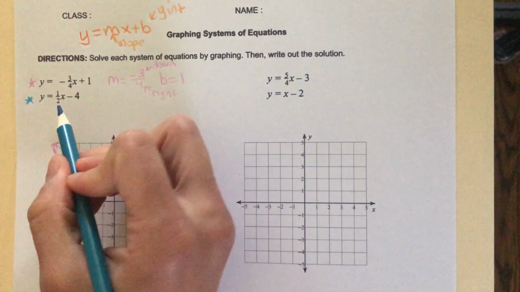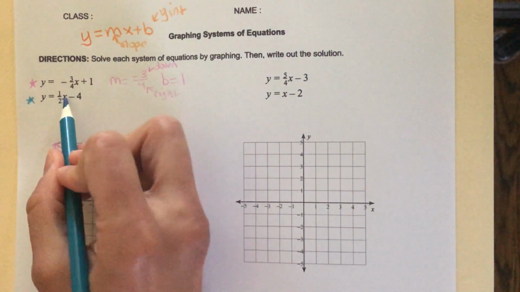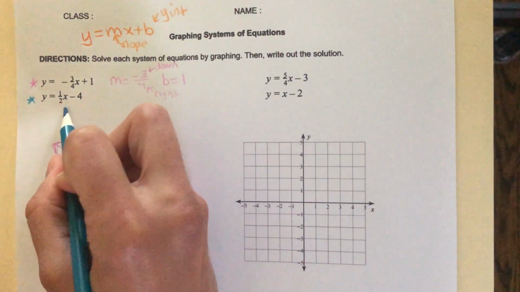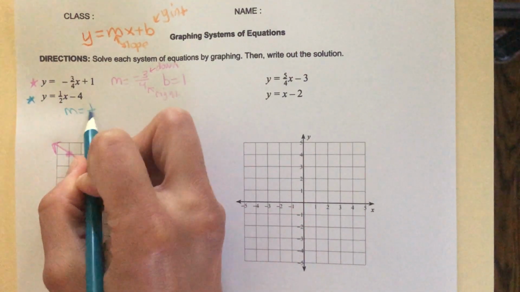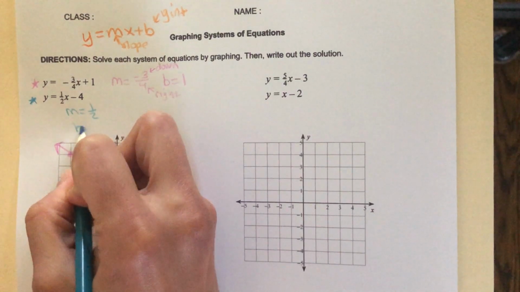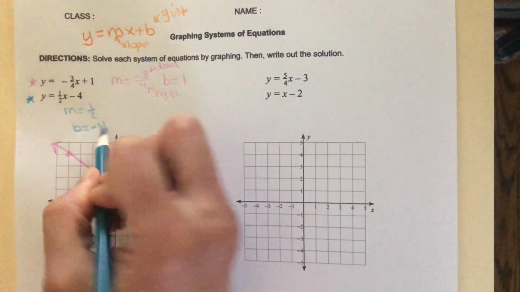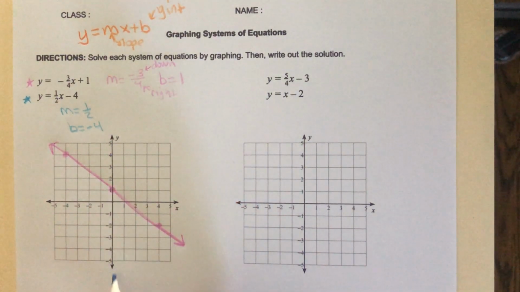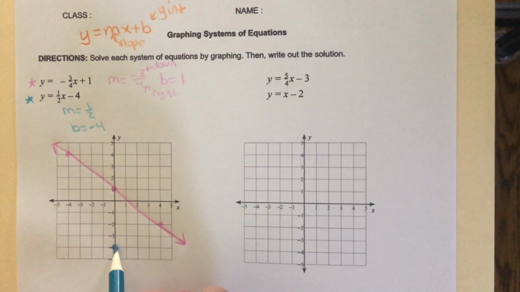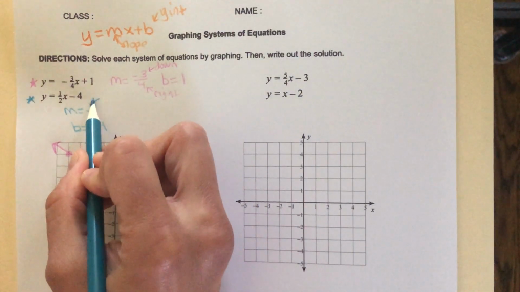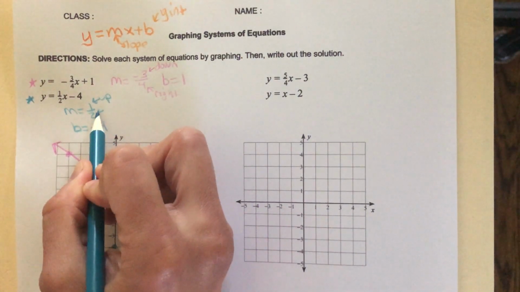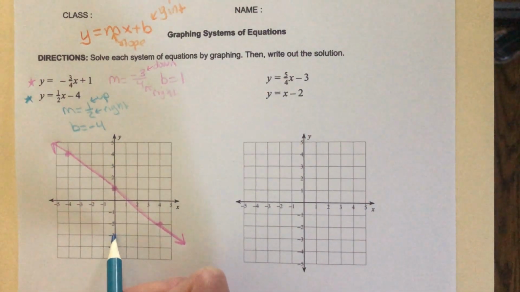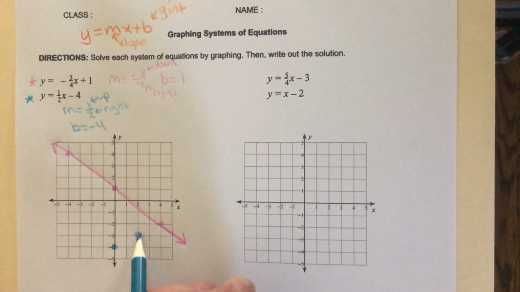Our second equation says y is equal to 1/2 x minus 4. Again, I know this is in slope-intercept form because I can tell my slope is equal to 1/2 since that's next to x, and my y-intercept is equal to -4. Let's graph it. On my y-axis, I'm going to put my y-intercept down at -4, and my slope is telling me to go up 1 unit and over to the right 2 units. So I'll go up 1 unit and over to the right 2 units.